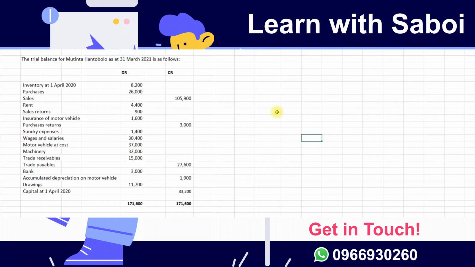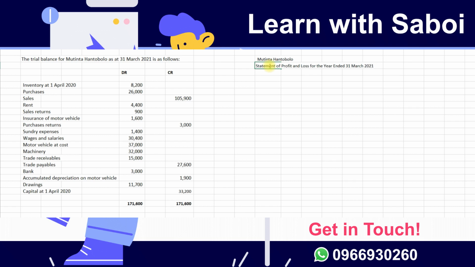The first thing that you always need to do is to indicate the name of the person whose account you are preparing. It is Mutinta Hantobolo, so we'll write Mutinta Hantobolo. This is the first thing, and it's very important that you do this. The second is that you clearly need to indicate that what you're preparing is a statement of profit or loss for the year ended 31st March 2021. You need to clearly indicate that. And so we've already started working on the solution to earn 10 marks.